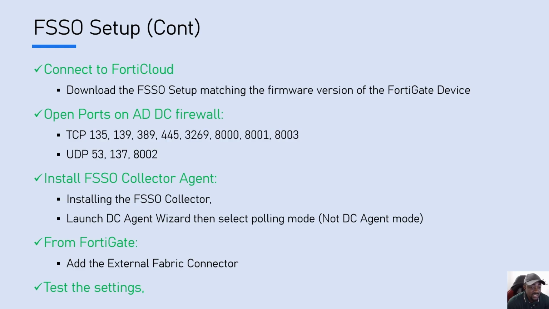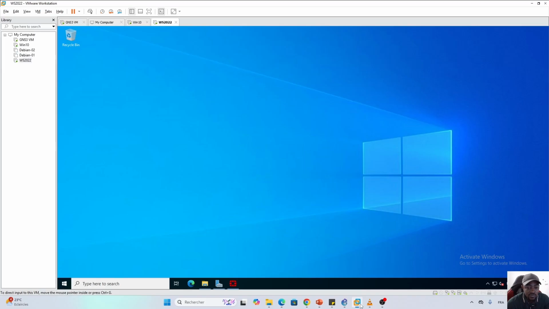Then we will launch the DC agent wizard, then select the polling mode. We'll be using the polling mode here instead of the DC agent mode. We already explained the difference between the DC agent mode and the polling mode. After that, we are going to connect to the FortiGate device and add our FSSO collector as an external fabric connector. Then we'll do the overall testing. So let's jump into our Windows server to do the port configuration.